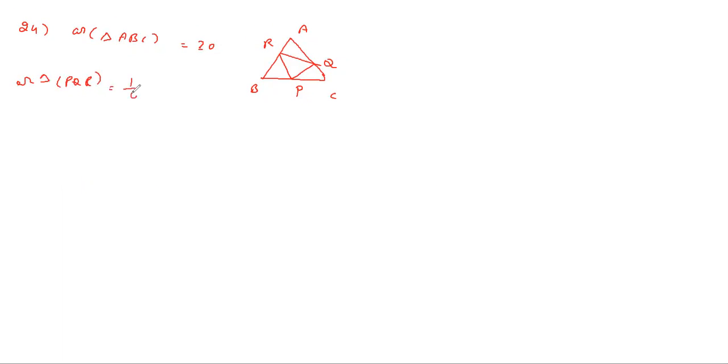Next, 24. Area of triangle ABC is 20. PQR are the midpoints. The midpoints triangle area is how many times? 4 times. So what is the area of triangle PQR? One fourth of the area of triangle ABC, that is 5.